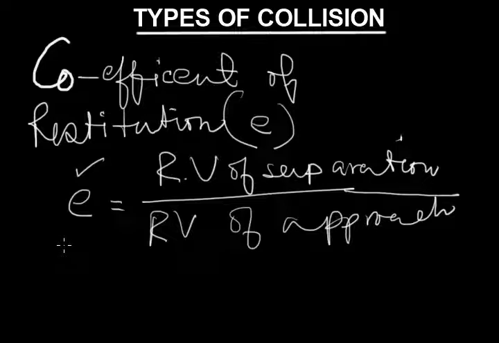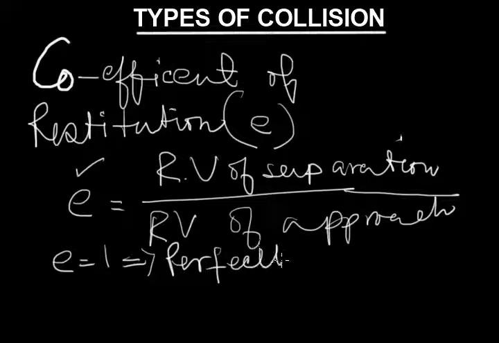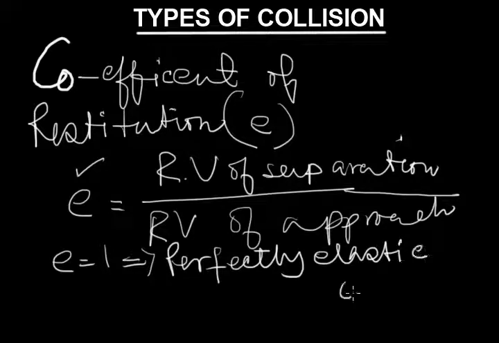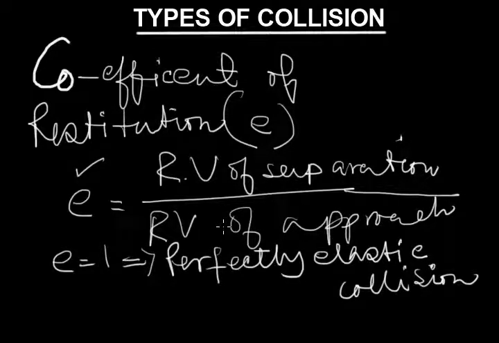Now, there was first a type of collision where this E happens to be 1, and that is what we call a perfectly elastic collision. In a perfectly elastic collision, the coefficient of restitution becomes 1. That implies that the velocity of separation and approach become the same. So if I strike a ball towards a wall with a velocity v, then it is bound to rebound with the same velocity v if the coefficient of restitution is 1.